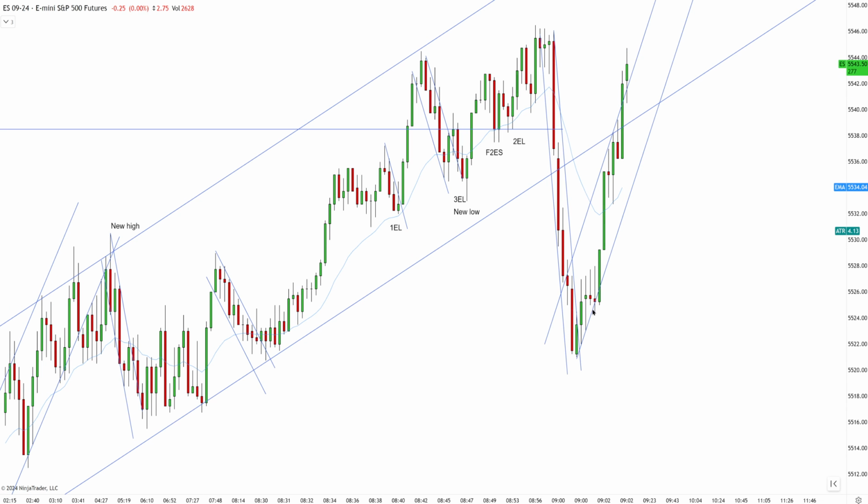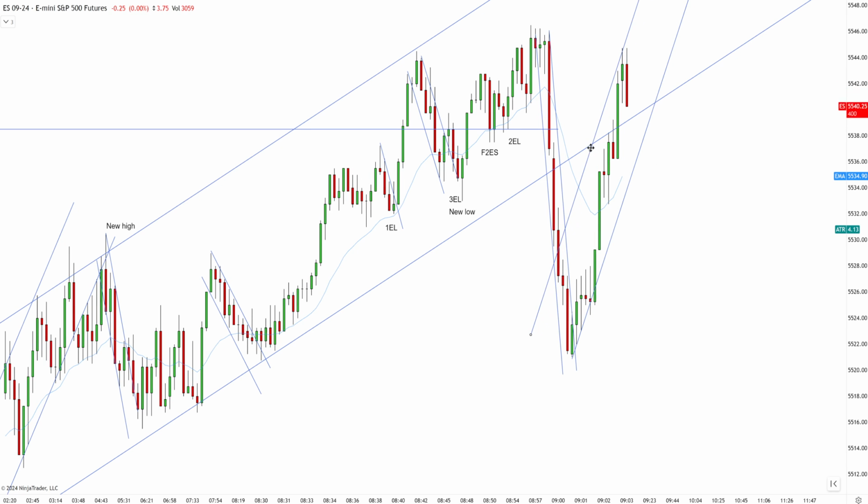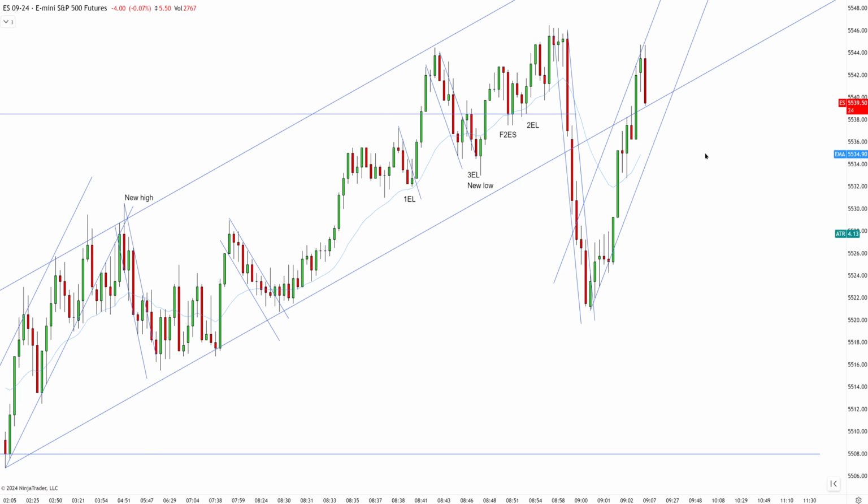There was a new low, first entry short, second entry short failure. But this is 5.5 points big. It is still quite close to news. It is moving quite fast. So I'm just still being a little bit patient.